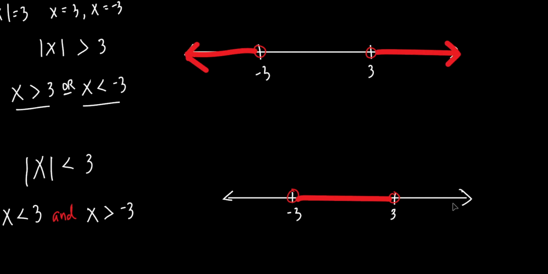Same thing here. Pick a positive 5. Absolute value of positive 5 is 5. 5 is less than 3. Or 5 is not less than 3, I should say. So you don't shade here. See how it all works? All right, so this is greater than. This is less than.